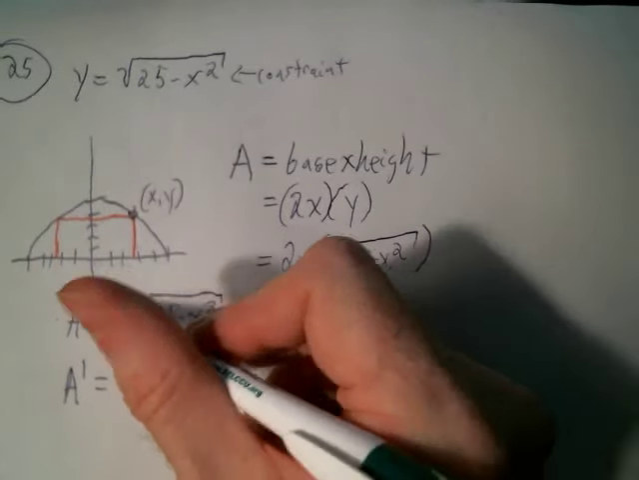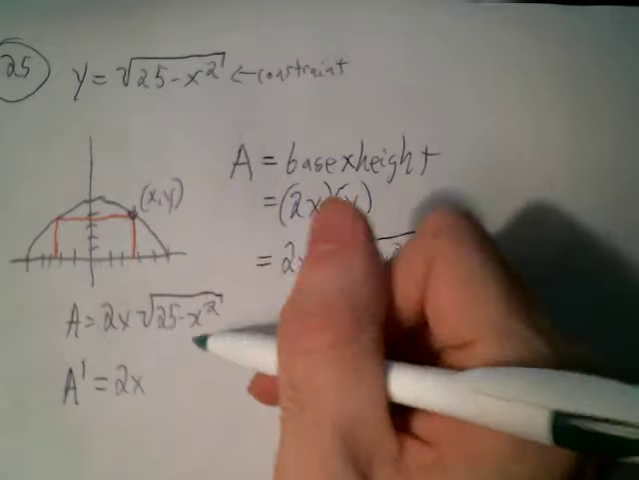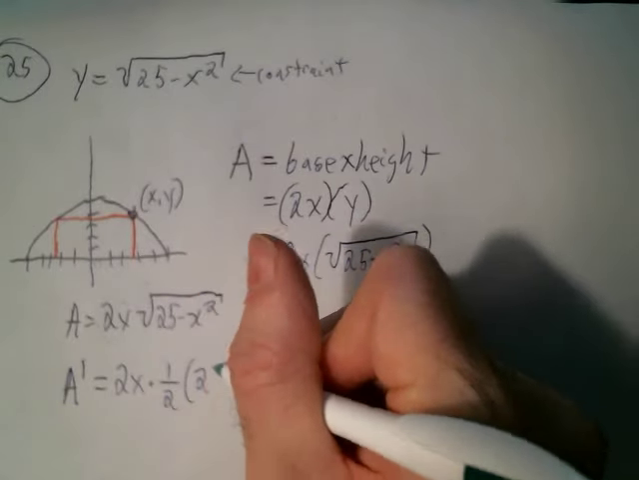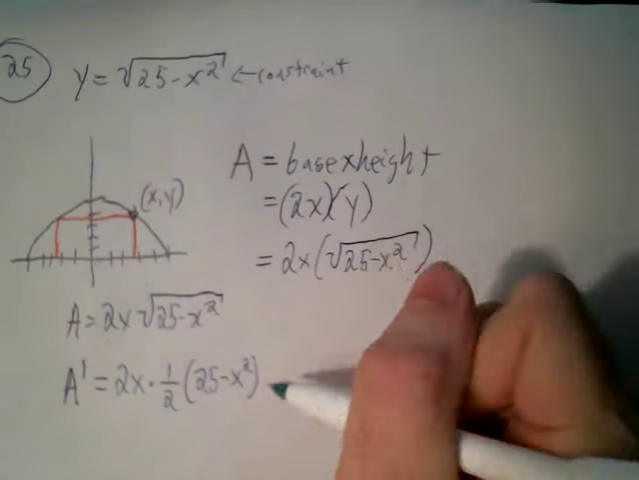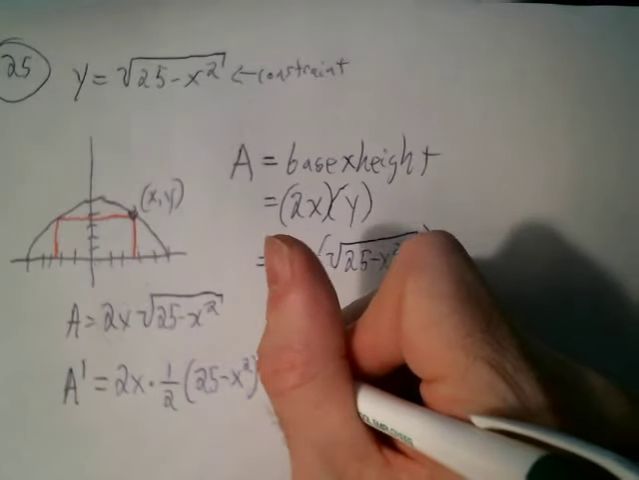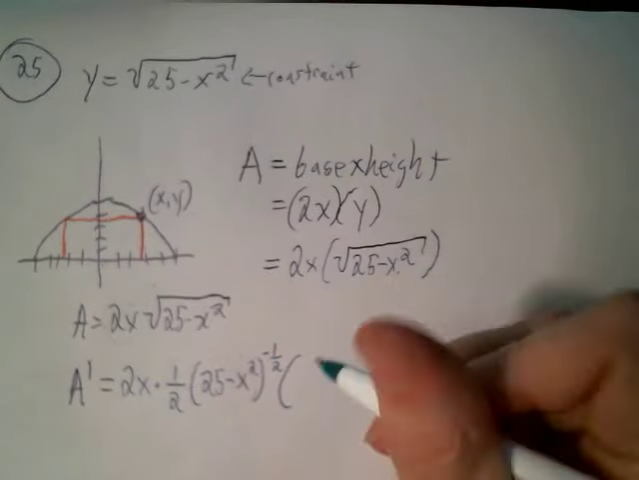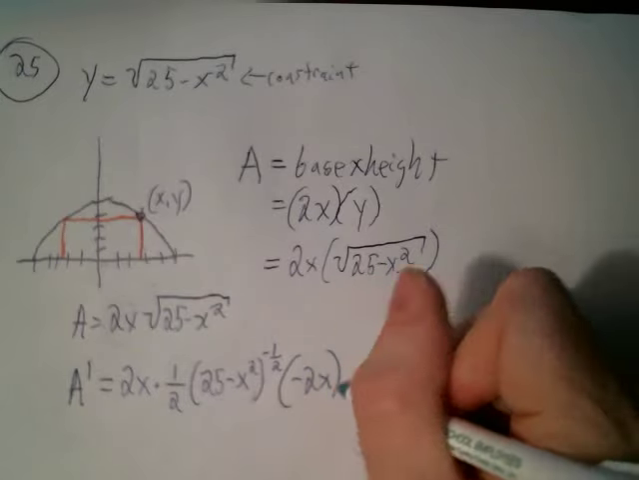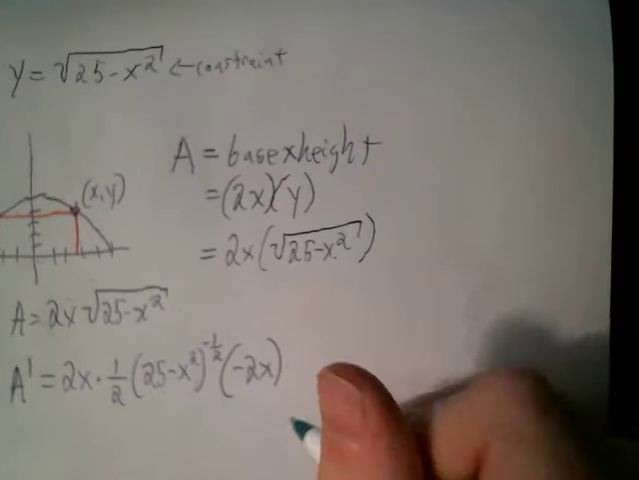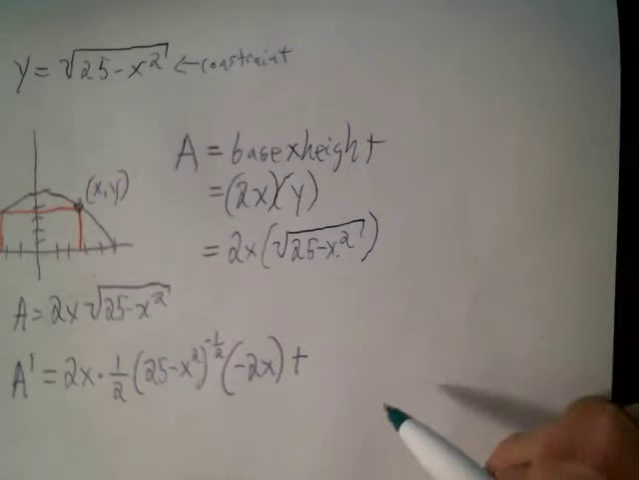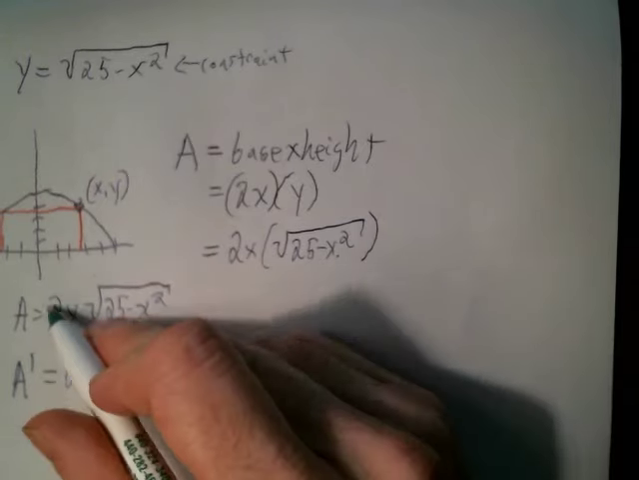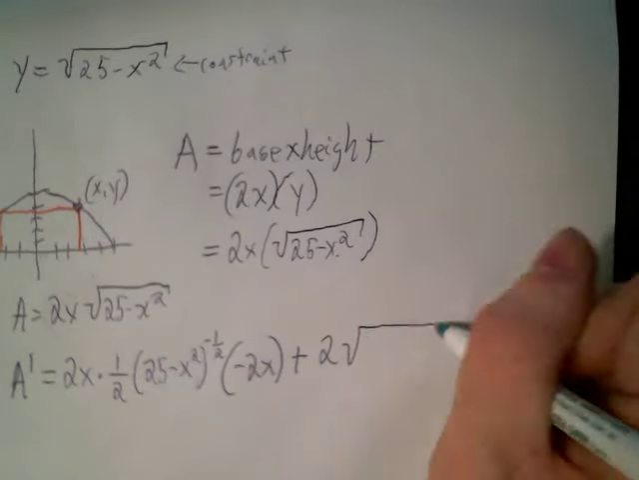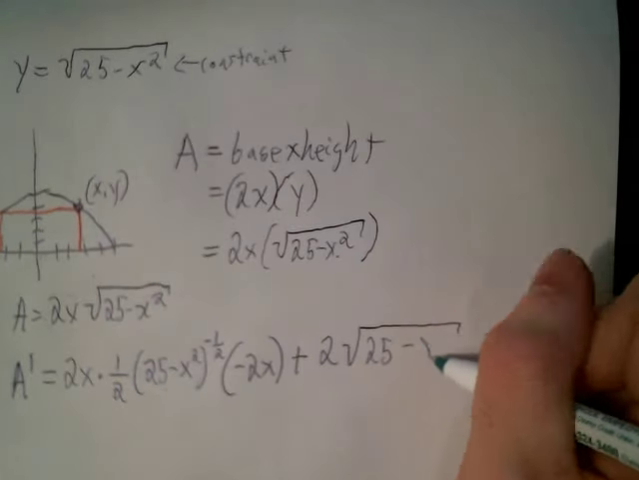So if I leave the 2x alone and then take the derivative of this, we'll have 2x times 1/2 times 25 minus x squared to the 1/2 minus 1 is negative 1/2, and then the chain rule says I have to multiply by the derivative of this, which is negative 2x. And then plus, take the derivative of 2x, which is just 2 times, leave this part alone. So 2 times the square root of 25 minus x squared.